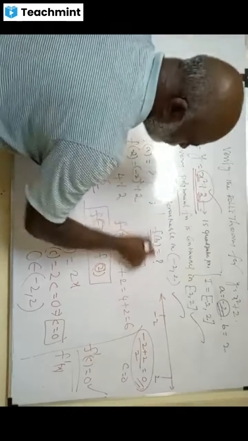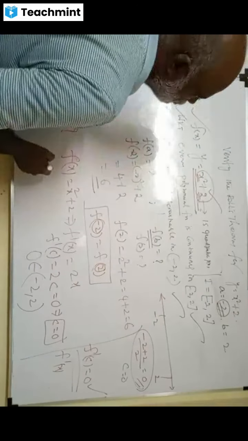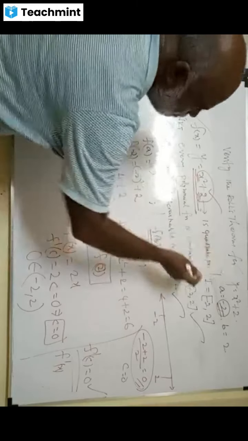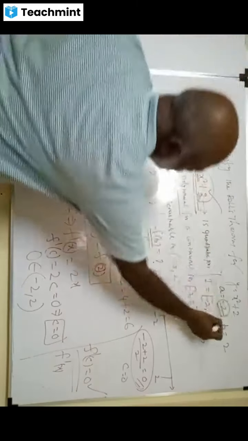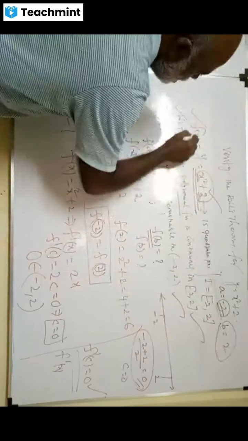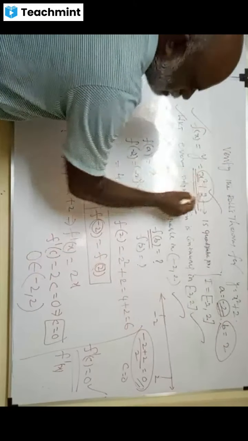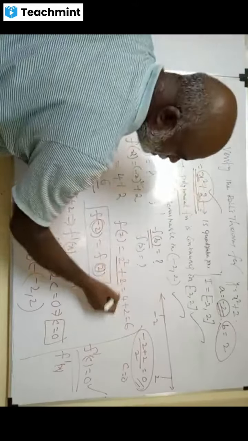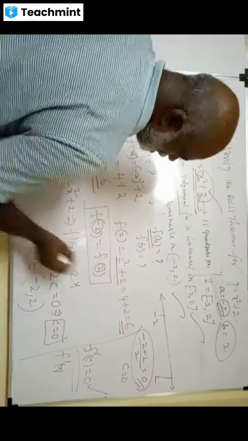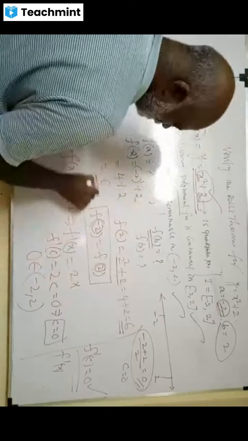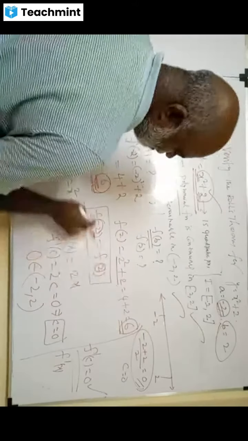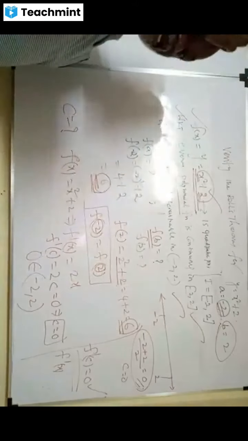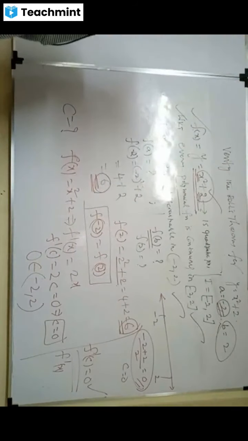F of B, put x as B, that is 2. F of B is nothing but 2 square plus 2, that is 6. This is 6, and this is also 6. Therefore, f of A equal to f of B, f of minus 2 equal to f of 2. Then we have to find out the c, whether c belongs to the interval or not.